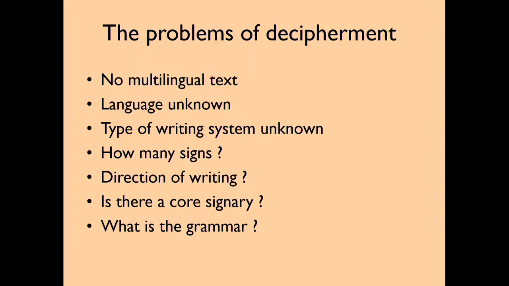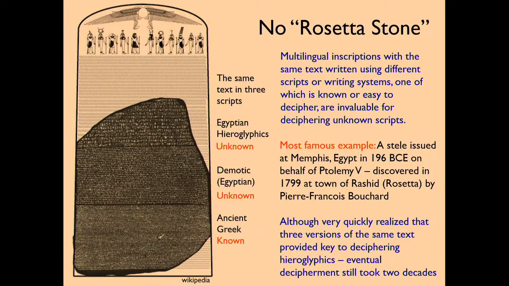And so we have to depend on figuring out how many signs are there, what is the direction of writing, is there a set of signs which are being used more often than others, and what is the grammar. Now, each of these has interesting aspects to it. So, for example, if you have a bilingual or a trilingual inscription where the same text is written in different scripts, at least one of which is known.